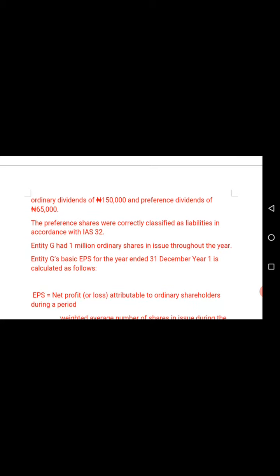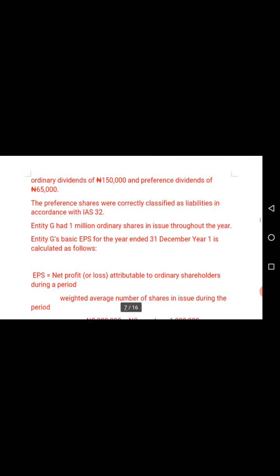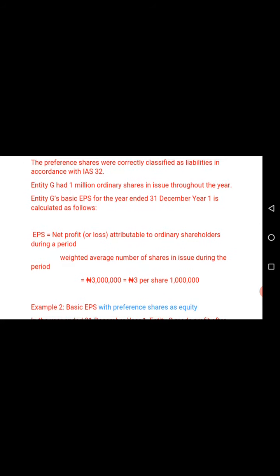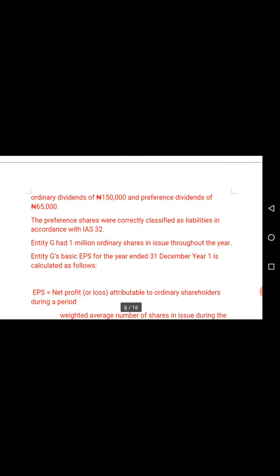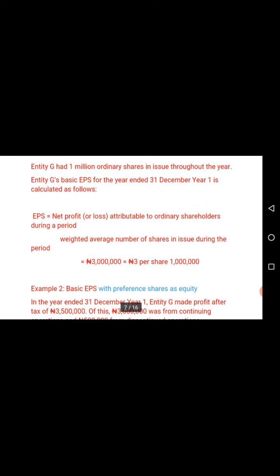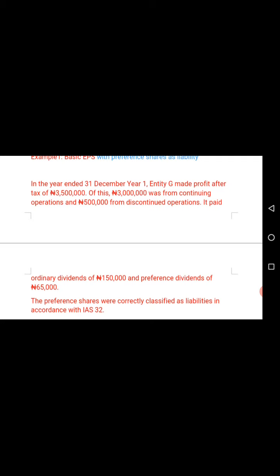Entity G's basic EPS for the year ended 31st December year 1 is calculated as follows. The formula for EPS is here again: net profit or loss attributed to ordinary shareholders during the period is divided by the weighted average number of shares in issue. Since we are concerned with only continuing operations, we have 3 million naira here, divided by 1 million number of shares. The 1 million shares is not written there.